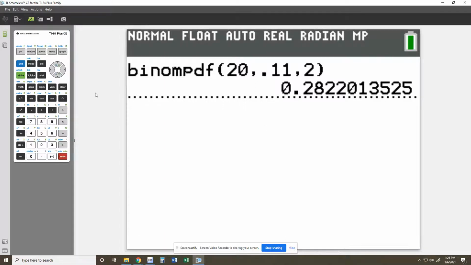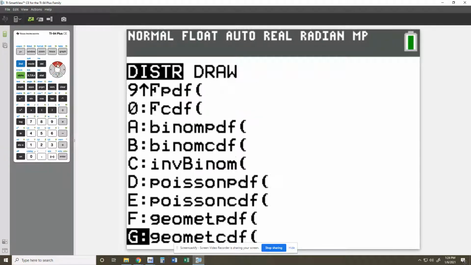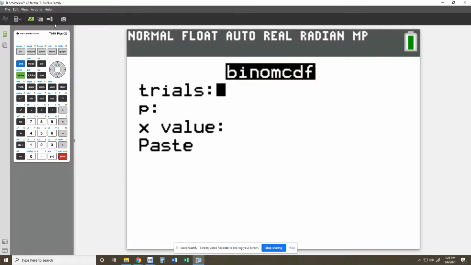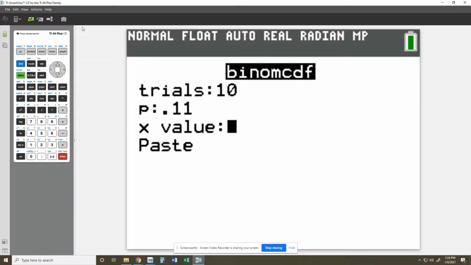What I need to do is this. First, let me bring up a binomial CDF. There it is. I believe there are 10 trials, 11% chance. Now, again, whatever x value I put in here for the number of successes, it would be that many successes or less, being that it's a CDF. I'm going to put in a 1 because calculating this binomial CDF will get me the probability of 1 or less successes.